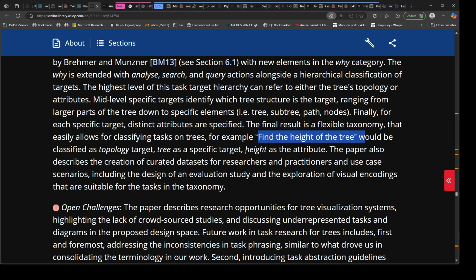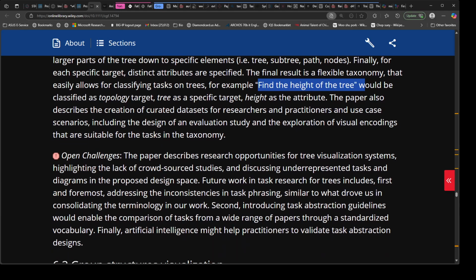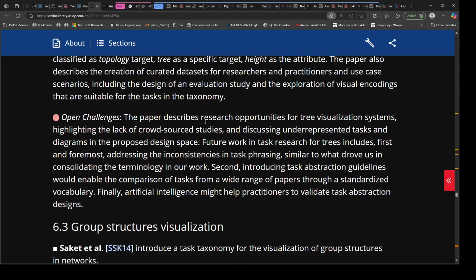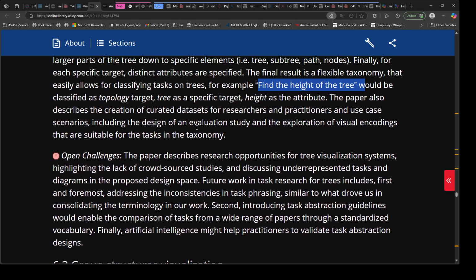as the attribute. The paper also describes the creation of curated datasets for researchers and practitioners and use case scenarios, including the design of an evaluation study and the exploration of visual encodings that are suitable for the tasks in the taxonomy. Open challenges. The paper describes research opportunities for tree visualization systems, highlighting the lack of crowdsourced studies, and discussing underrepresented tasks and diagrams in the proposed design space.